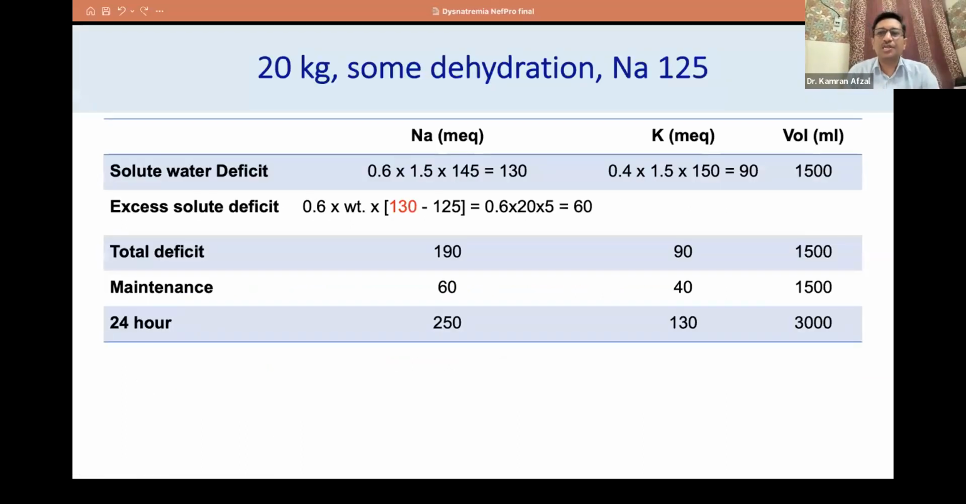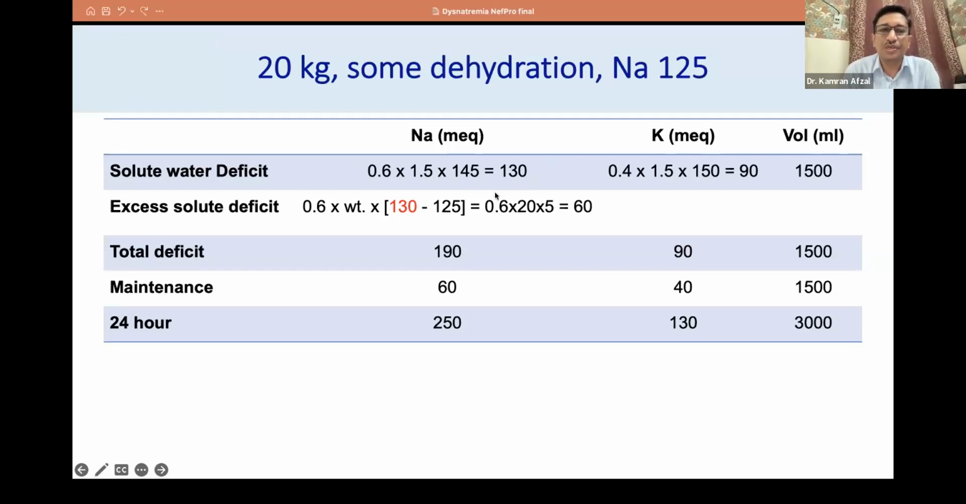But if you need to calculate how to go about correcting this sodium of 125 milliequivalents per liter, this is the table which shows the solute water deficit. That means this patient is in some dehydration, so you need to give 1500 ml of fluid. And as we calculated, solute water is 0.6 into the volume of the fluid, which is 1.5 liters, into 145.